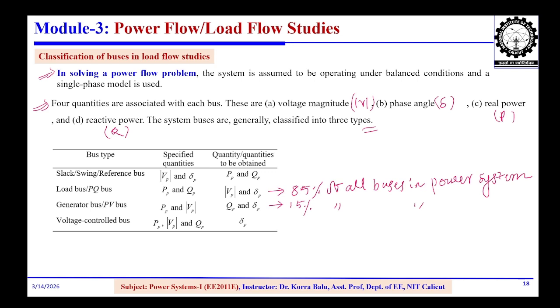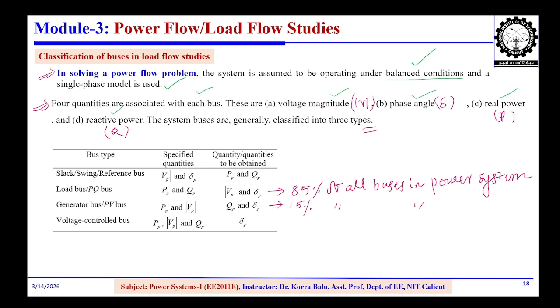In solving the power flow problem, the system is assumed to operate under balanced condition. So when we consider load flow analysis, we assume the system has a balanced condition, and a single phase model will be used. Instead of representing the three phase, we can always use the single phase because we are considering the balanced condition. The four quantities are associated with each bus. So each bus has four quantities: voltage magnitude, phase angle, real power, and reactive power. Based on these four quantities, we are going to classify three different types of buses.